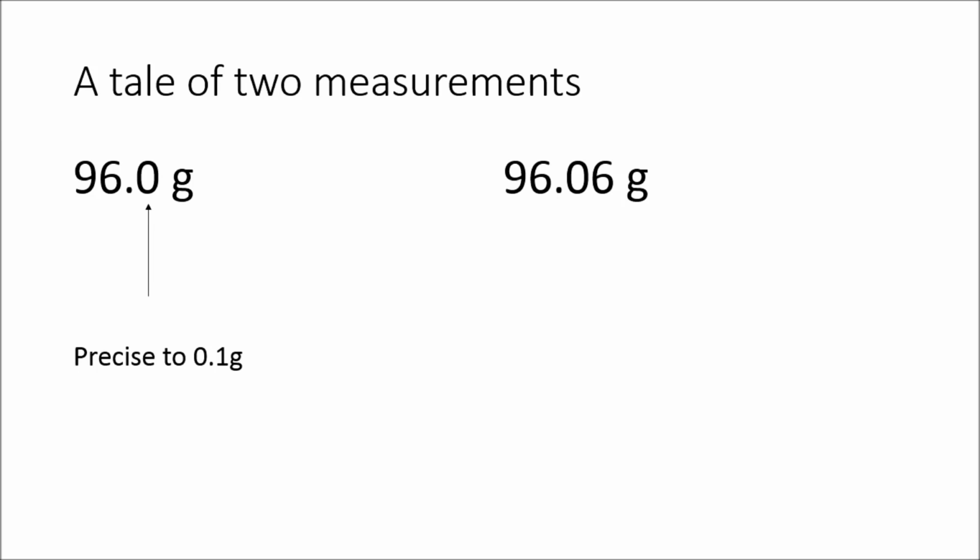Now let's look at 96.06. Here we have all of our error represented in that 6, and that is 2 places past the decimal in the hundredths place, which means that it is precise to 0.01 grams. Now, let's add them up.